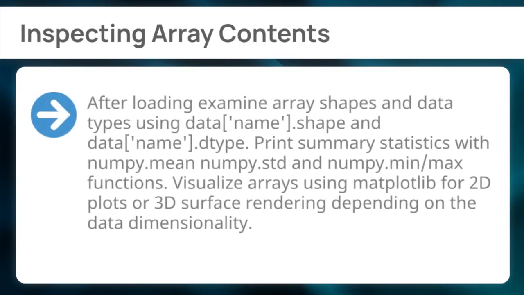Next, inspecting array contents after loading. Examine array shapes and data types using data['name'].shape and data['name'].dtype. Print summary statistics with the numpy.mean, numpy.std, and numpy.min and max functions. Visualize arrays using matplotlib for 2D plots or 3D surface rendering, depending on the data dimensionality.